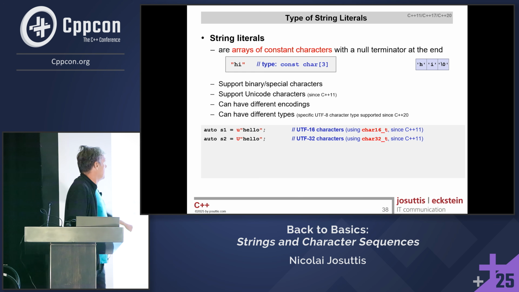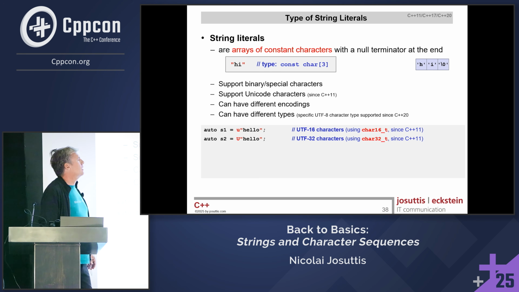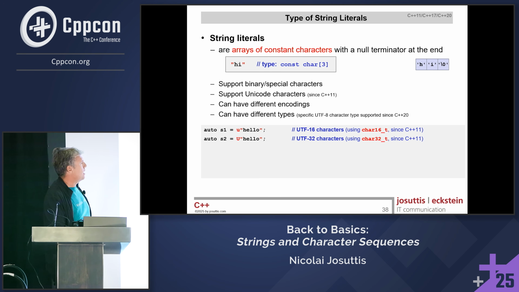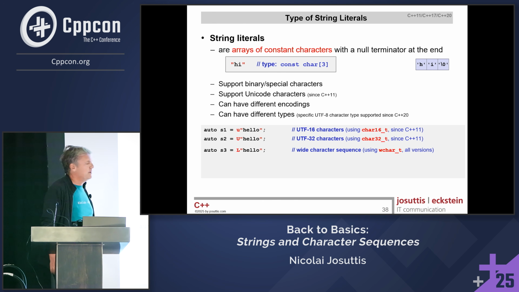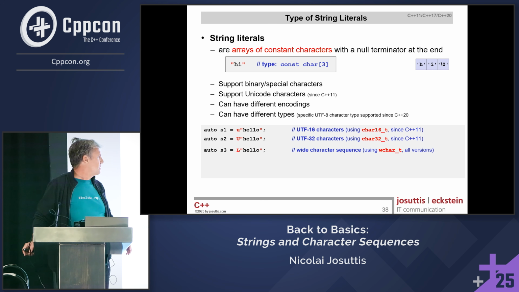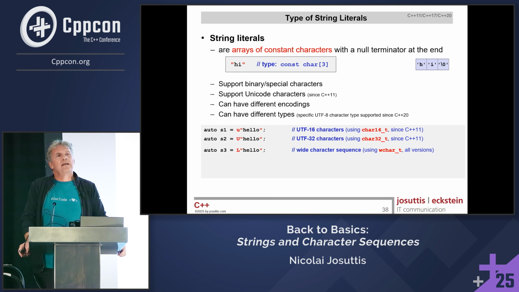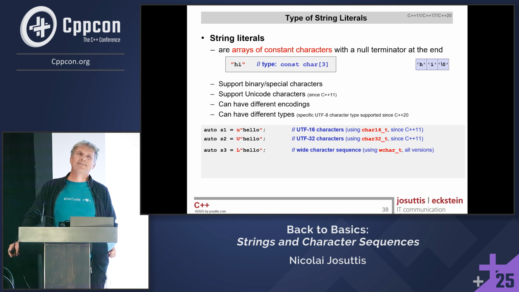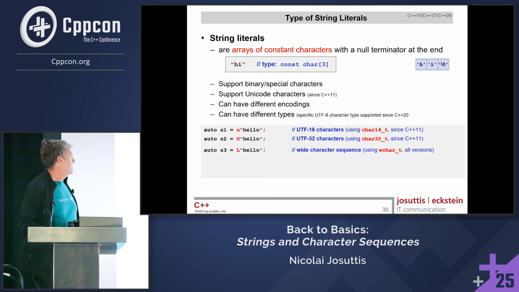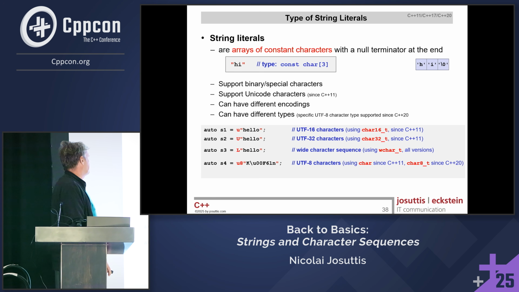Prefix u on a string literal switches to UTF-16 characters, so arrays of char16_t, and capital U gives 4-byte characters. Then we have the capital L, which we thought was a good idea, which used wchar_t. The only problem is wchar_t was not defined whether it has 2 or 4 bytes. So it's not really portable what you do there. But it's used a lot on Windows.